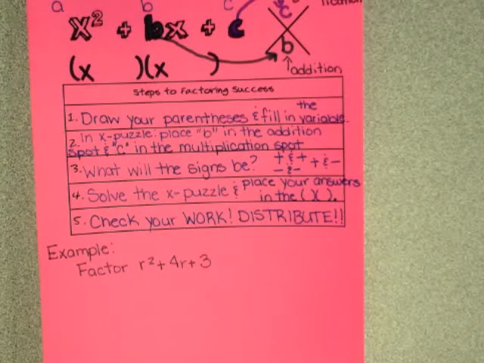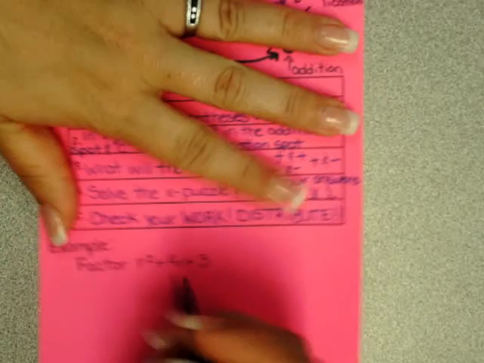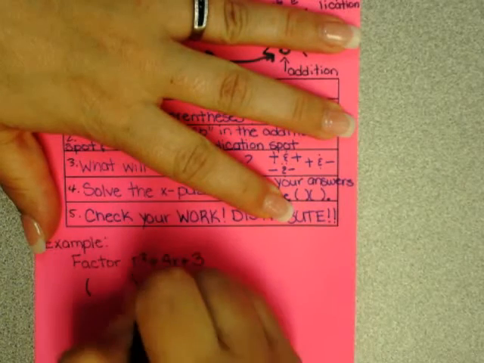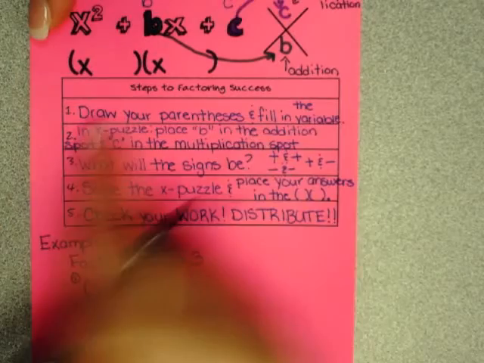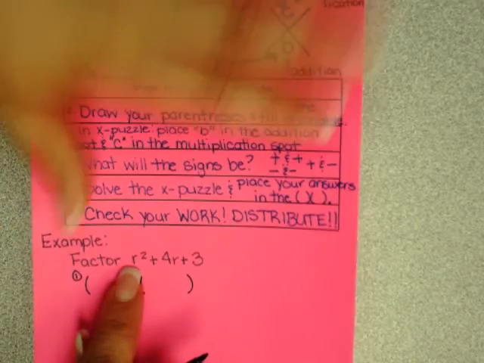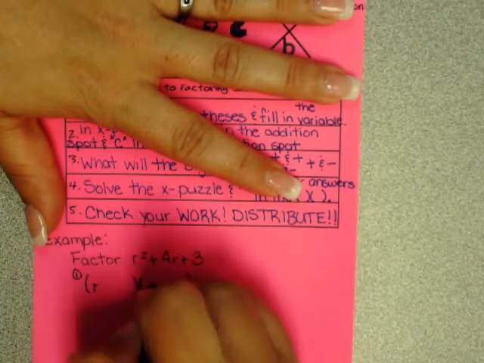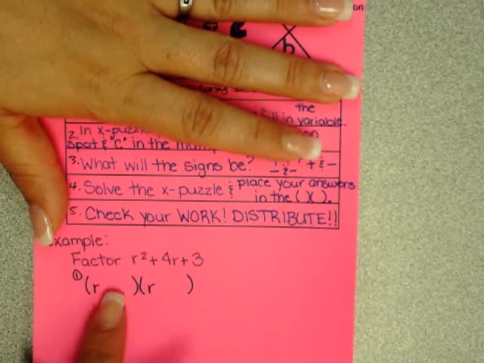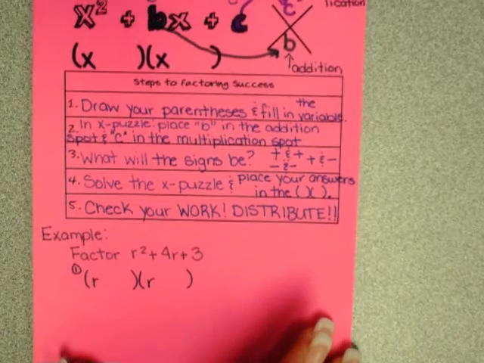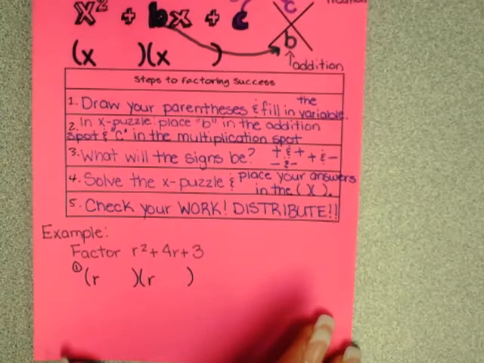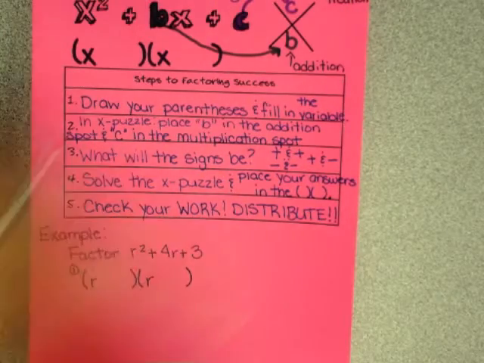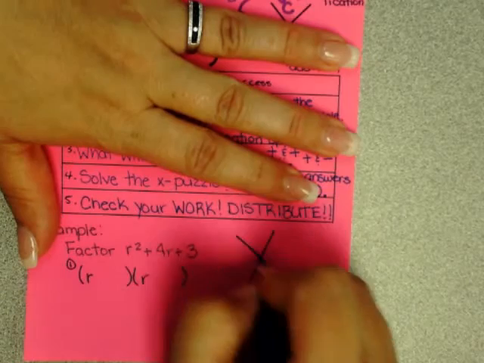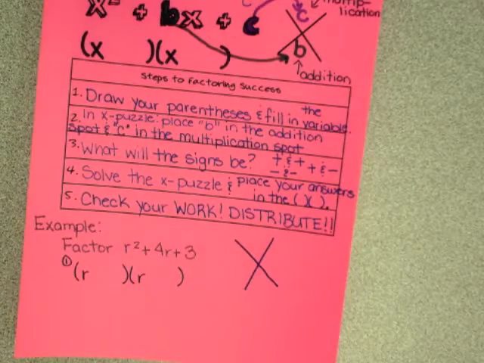Step 1 says to draw your parentheses. So we're going to draw our parentheses, parentheses 1, parentheses 2. So this is step 1. Fill in our variable. Our variable is r. Your variable always goes, or we try to make it always go, in the front of each parentheses. Step 2. Well, we need an X puzzle because step 2 is dealing with an X puzzle. So we're going to draw our X puzzle over here. There's our nice, lovely X puzzle.